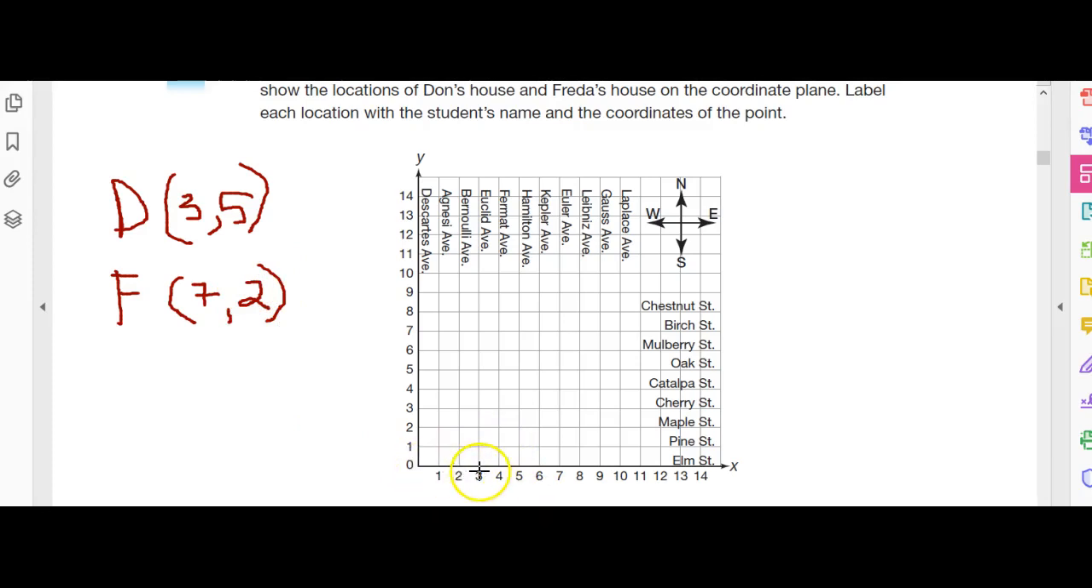So we'll go over 3 blocks east and 5 blocks north, and there's Don. I mark it with a D, right? And then Frida is 7 blocks east, 2 blocks north. There's Frida.